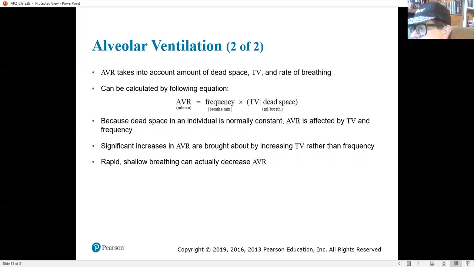What that means is that rapid, shallow breathing actually doesn't get that much gas exchange, doesn't get that much air into the lungs. You might say, why? Well, because if it's too shallow, what you're doing is moving air in and out of the conducting zone, in and out of the dead space, the trachea, the bronchi, where you can't do gas exchange, and that won't do you any good.